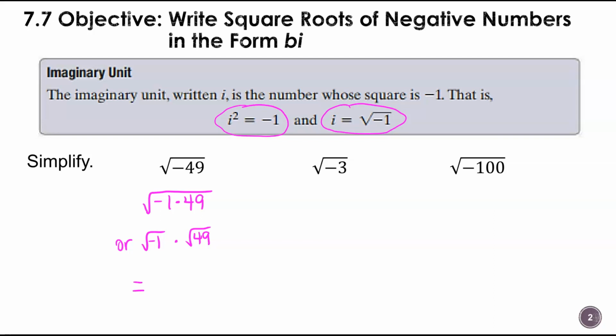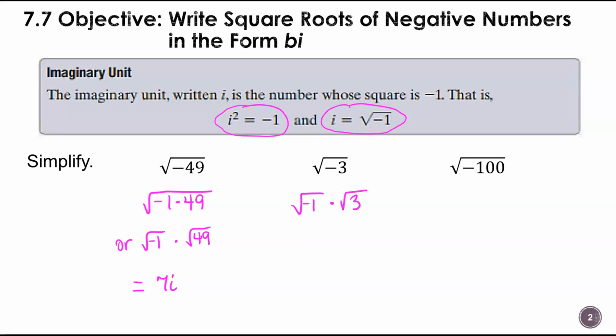So when I take the square root of -1, that's i, and the square root of 49 is 7, we write that as 7i. And so part of what I'll be teaching you is how to write this properly, where the i should go in your answer.